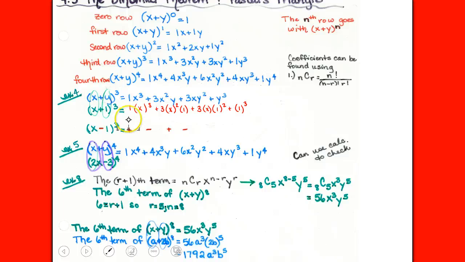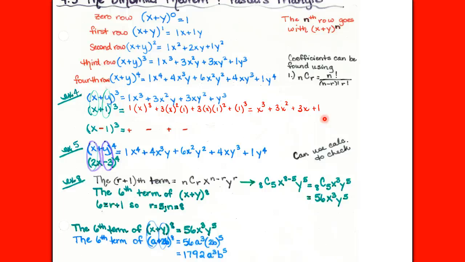So we have 1 times x to the third, so that's just going to be 1x to the third. We have 3 times x squared times 1, so that would just be 3x squared. We have 3 times x times 1 squared, so that's just 3x. And then we have 1 to the third, which would just be 1. So that answer, x to the third plus 3x squared plus 3x plus 1, that's the same thing I would have gotten if I had done x plus 1 times x plus 1 times x plus 1.